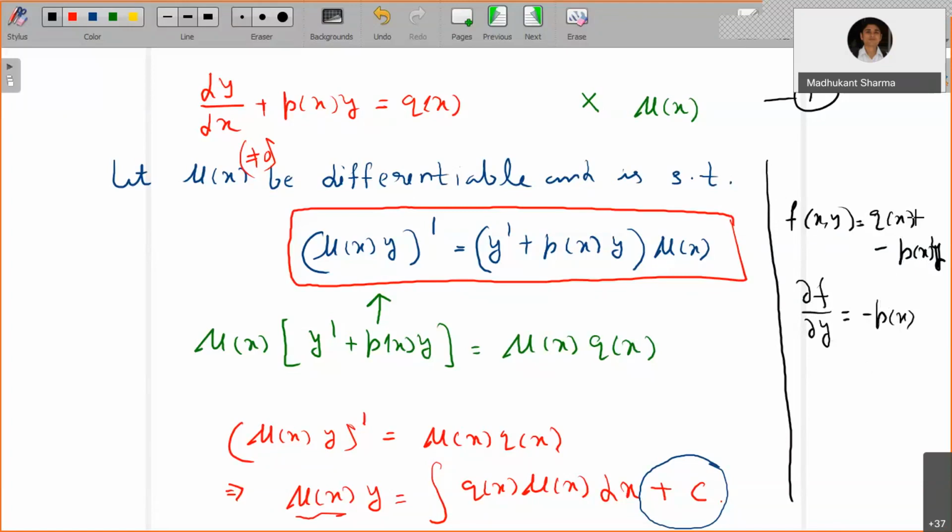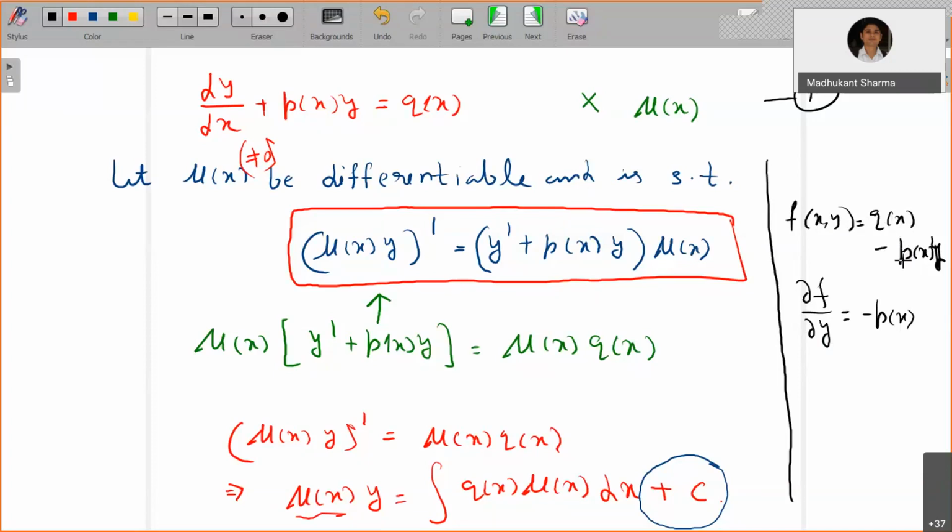So it will establish Picard's theorem, which gives you a guarantee that there exists a unique solution passing through x naught comma y naught. There is a unique solution passing through the point x naught comma y naught. Existence and uniqueness will be guaranteed once you have p and q to be continuous functions inside the region where you are considering.